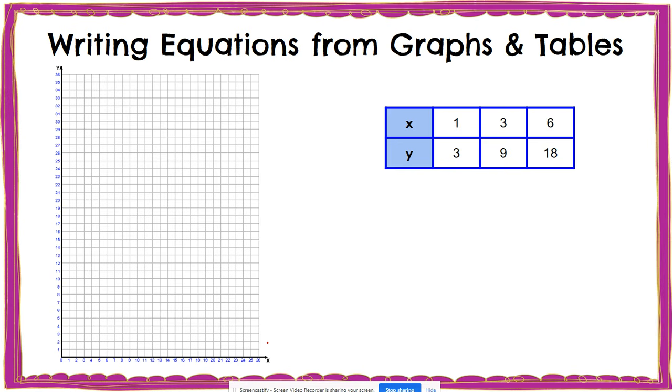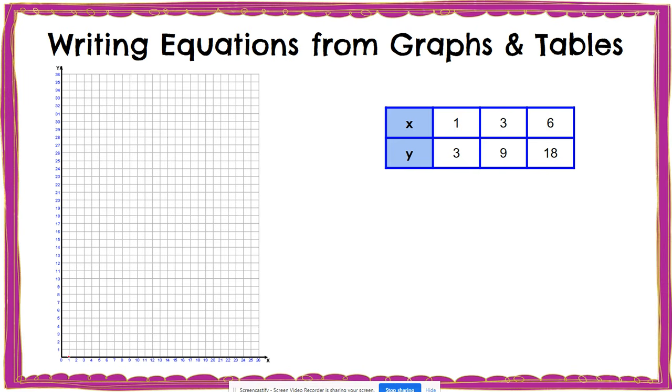Now let's write equations from tables. You can see from this table that I have a proportional relationship where x is equal to 1 while y is equal to 3, x is 3 while y is 9, and x is 6 while y is 18. Well, the first thing we can do is graph this relationship to see what it looks like.